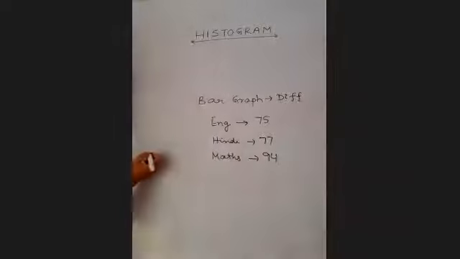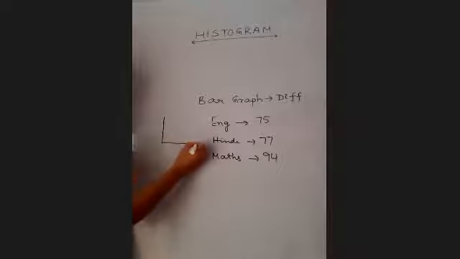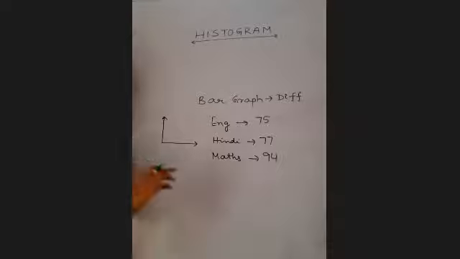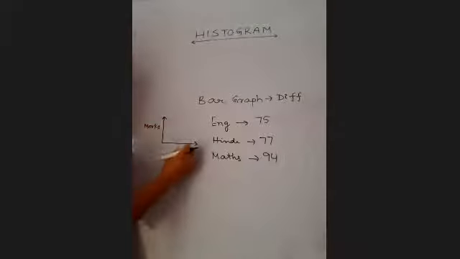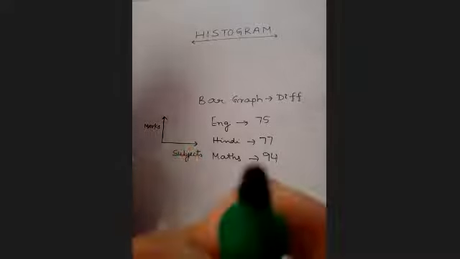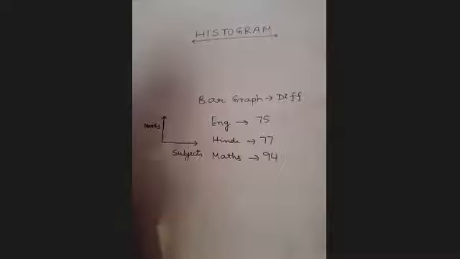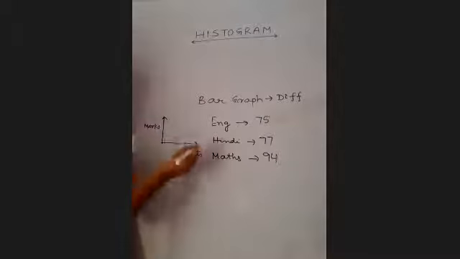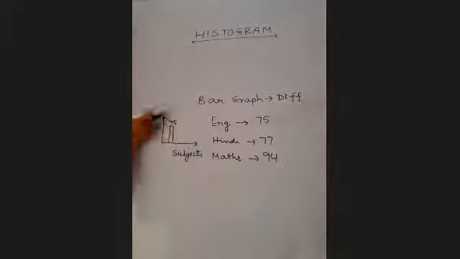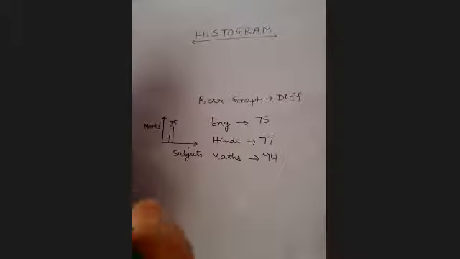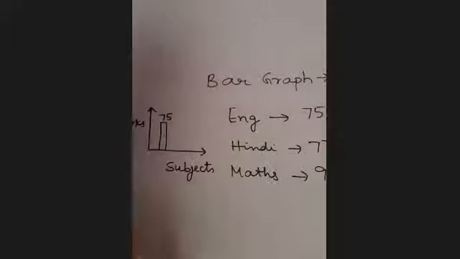So we know how to simply draw a bar graph. We know all this. Here on this axis we represent marks, and here we will put subjects. Marks and subjects. Then first we leave a block. English is there, suppose 75. You draw a graph bar like this. This is known as a bar. This is known as a bar. This is known as a bar.